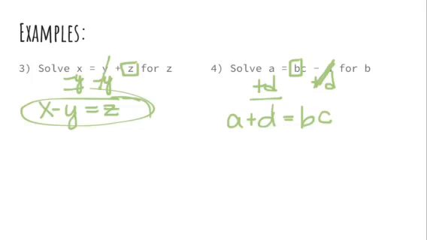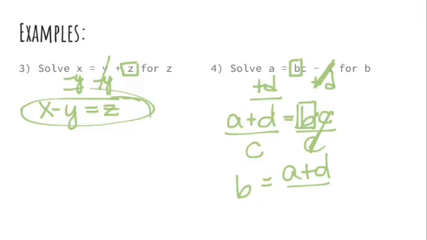I want to get b by itself. So I'm going to divide by c. And I'm going to divide that whole side by c. There's no like terms to combine, so I'm just going to flip this and say b equals a plus d over c. And I'm done.